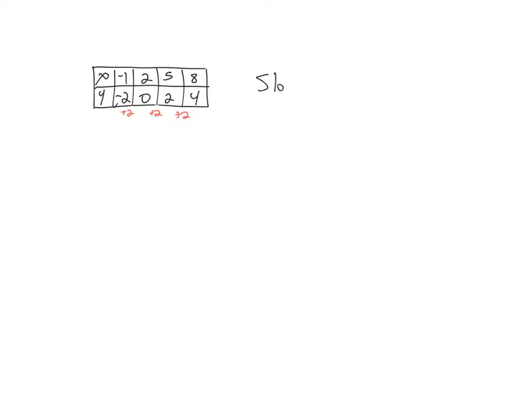So for slope, y over x, so the y direction is a 2. And then the x direction, I noticed that it's going up by 3. If it was going down, you would put negative.